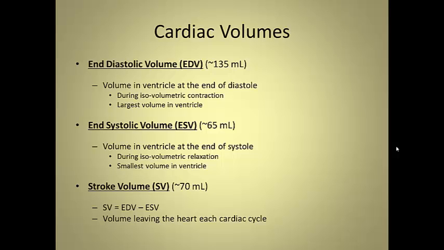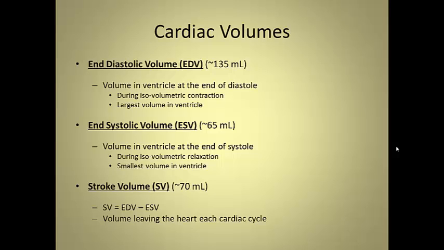And end systolic volume is then going to be the smallest volume in the ventricle, and that's going to be at the end of systole. So once contraction has ceased, this is the leftover volume. The ventricle can't pump out all of the blood during contraction, and this is going to be the volume left over during that isovolumetric relaxation, and it'll work out to be about 65 milliliters.